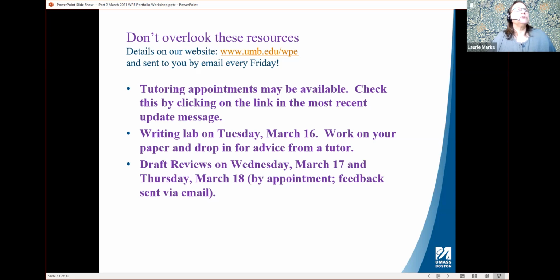A second thing you can do that will help you to pass is participate in the writing lab on Tuesday, March 16th. You can work on your paper that day and drop in for advice from a tutor. So if at any point you get stuck, you want someone to read a paragraph you've just written, or you need reassurance that you're heading in the right direction, our tutors will be standing by and you can drop in and get advice from them. And again, you'll get details on that from the weekly update message.